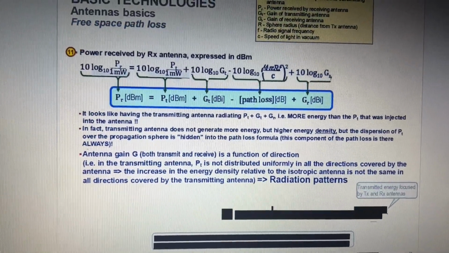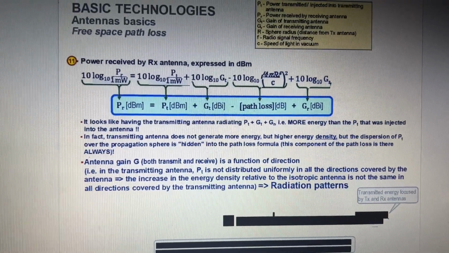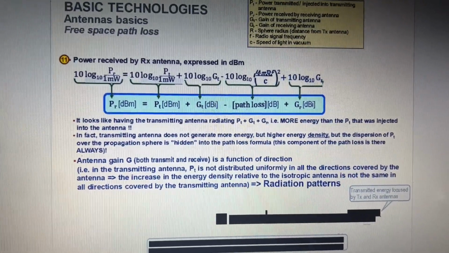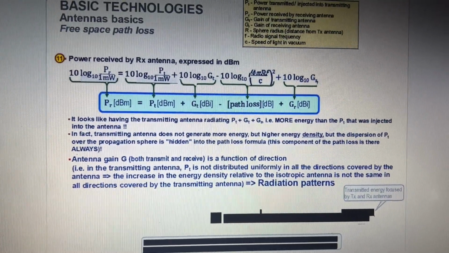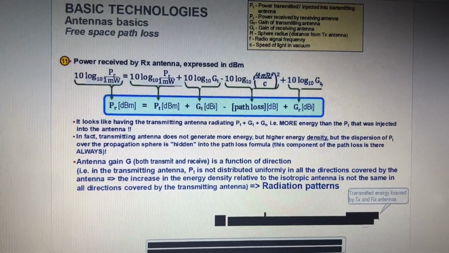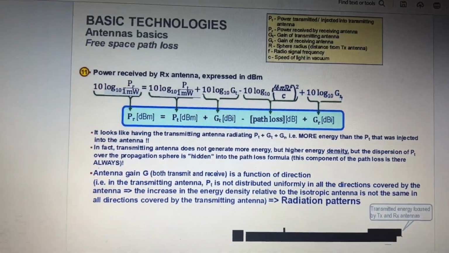Now coming to the power received by the RX antenna. Sometimes we have TX antennas and RX antennas in our base stations. So how do we calculate the power received in that RX antenna? PR dBm is equal to PT dBm plus GT dBi minus path loss plus GR dBi.